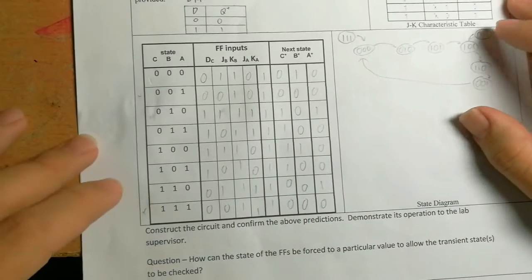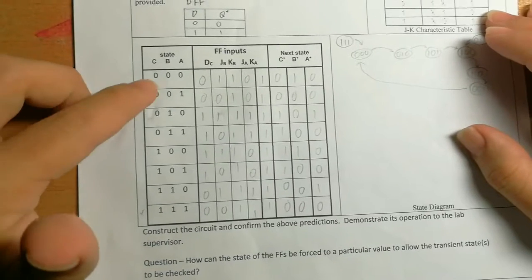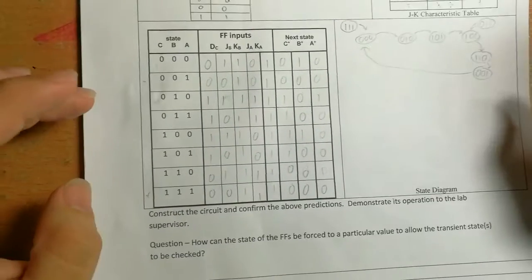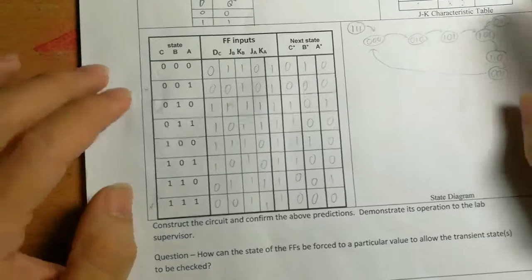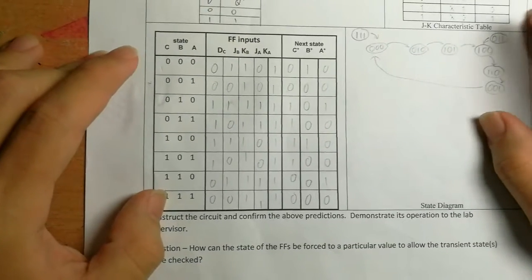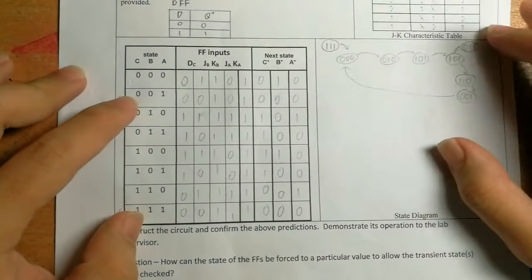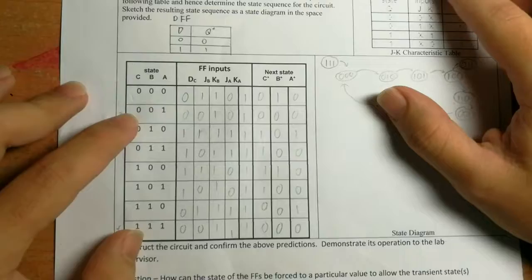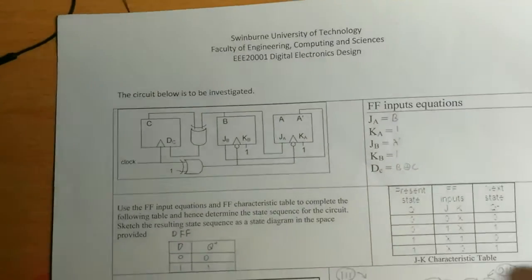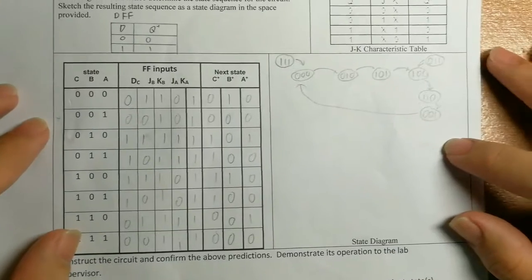Then after that we will find a loop back to 0, 0, 0, but two of the states, which are 0, 0, 1 and 1, 1, 1, are not in the loop, so it means they are don't care, so we need to use the flip-flop input equations to find their next states. And this one is our state diagram.